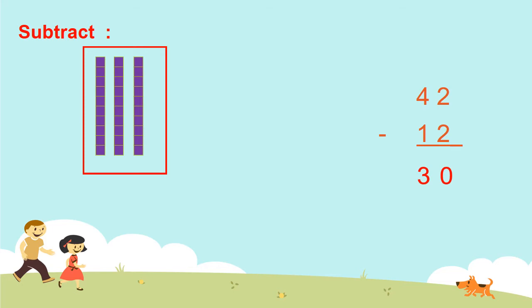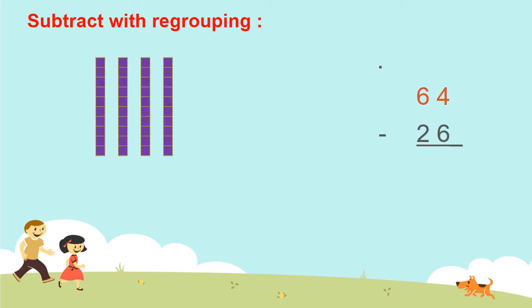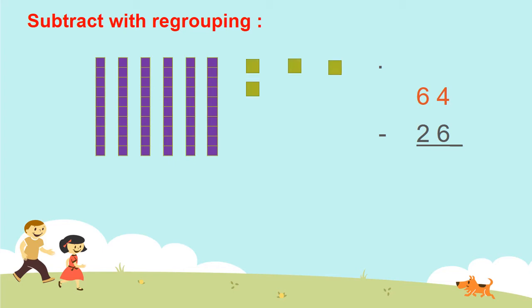Let's see another example. Okay, now we have 64 minus 26. What are we going to do here? We're going to represent, of course. First, we're going to represent 64. So how many tens? 6 tens and 4 ones. So we have 6 tens, 1, 2, 3, 4, 5, and 6. And how many ones? 4 ones.